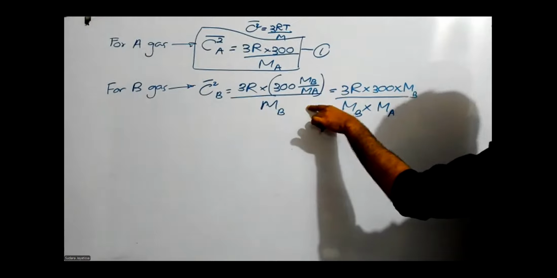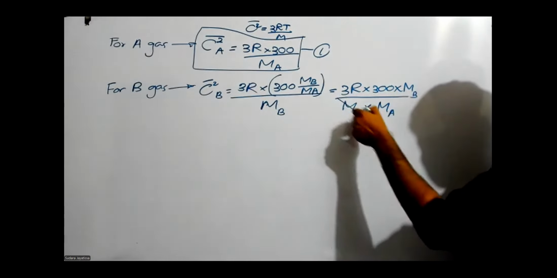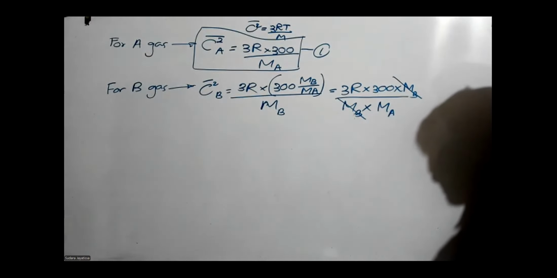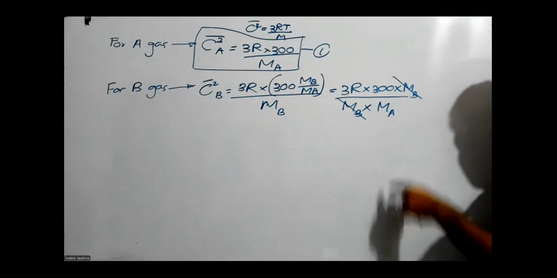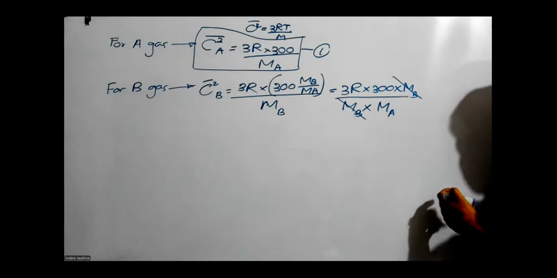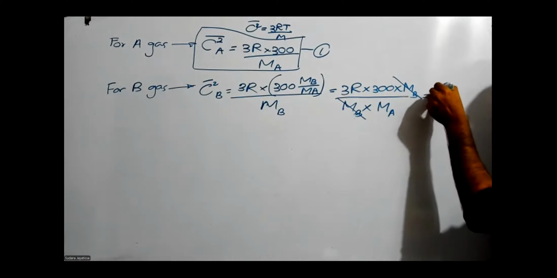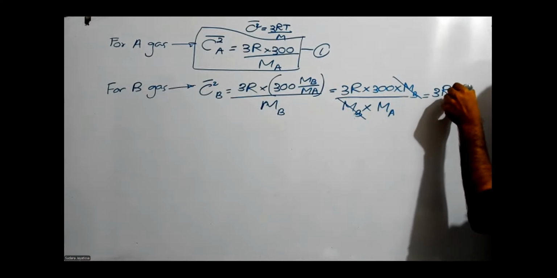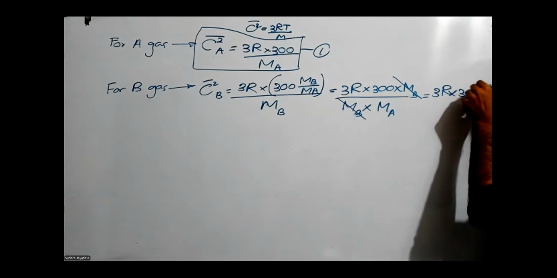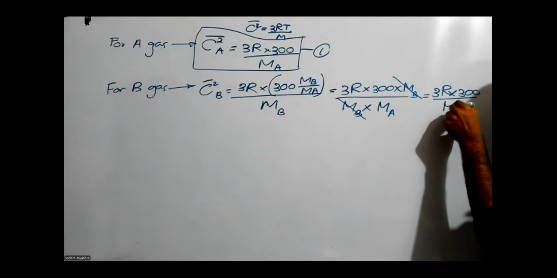So this MA comes to the denominator. Then you can see, can MB to MB get cancelled? You can show that one by cutting with a pencil. Then what is the final term you are getting? 3R into 300 over capital MA.